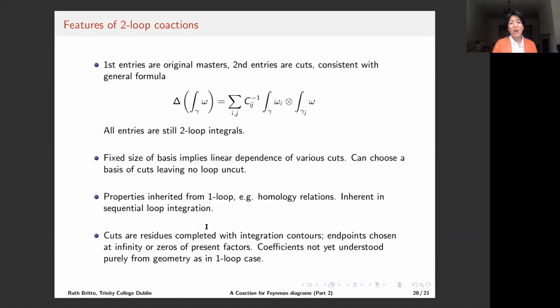Finally, the cuts are residues which are completed with integration contours. So the endpoints are chosen then at infinity or zeros of the factors that are appearing. We do not yet have a way to understand the coefficients appearing purely from geometry as in the one loop case. Again, this comes back to the question of what the space of the homology is.